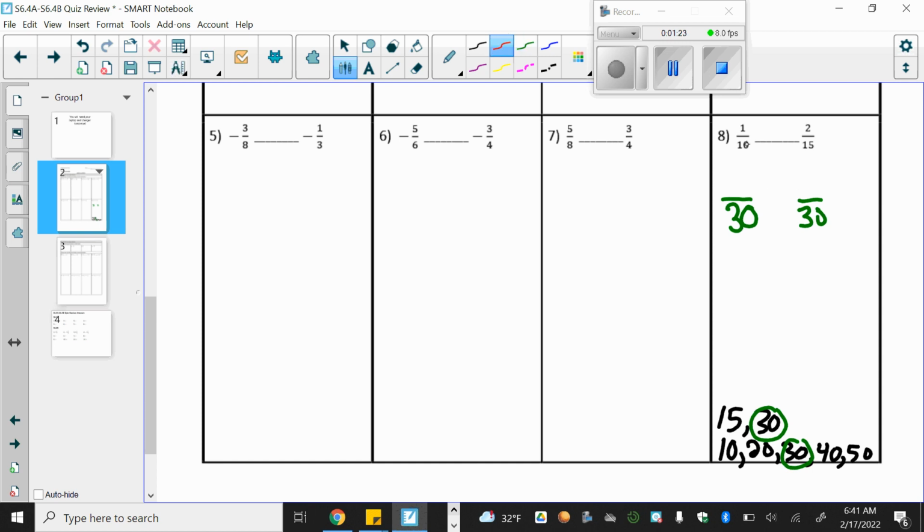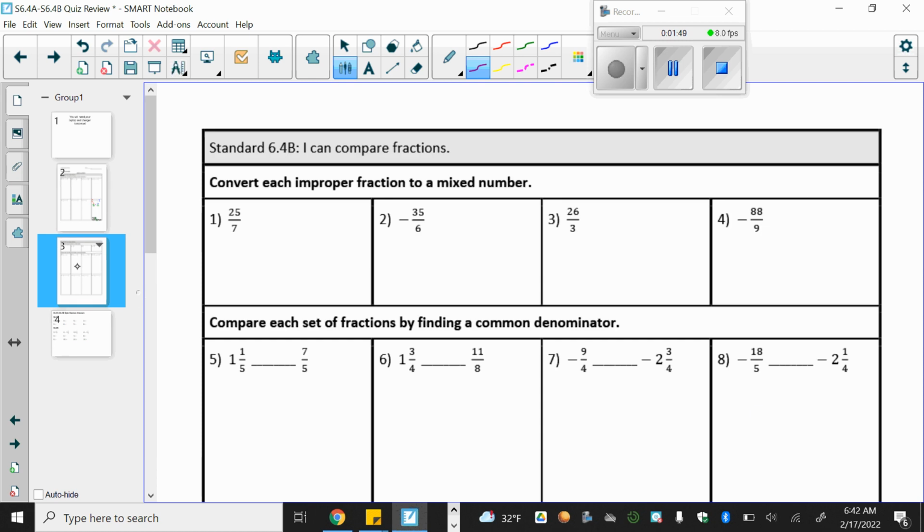To make 10 into 30, we multiplied by 3. So I'm going to multiply 1 by 3 to get 3 30ths for my new number here. This side, 15 times 2 makes 30, so 2 times 2 makes 4. And then we're going to say, since they're both positive, that 4 30ths is bigger than 3 30ths, or we could say 3 30ths is less than 4 30ths. All right? Next page. Oh, let's do this one.